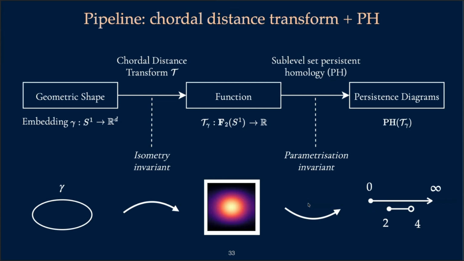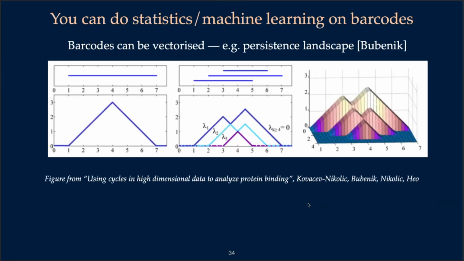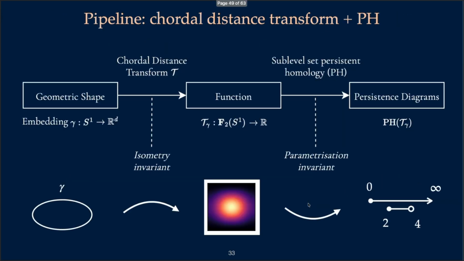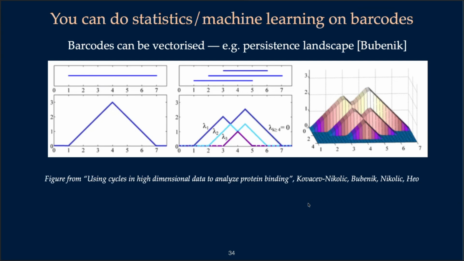To complete the pipeline, here's what we've done. We've taken a geometric shape, turned it into a function on the Möbius band, and then turned it into these sets of intervals, which we call a barcode. In doing so, the first step removes the symmetry invariance. The second step removes the parametrization issue. So we've got this collection of intervals, and I'm not going to dwell on this too much, but the reason we want to do this is that you can actually do statistics on this.